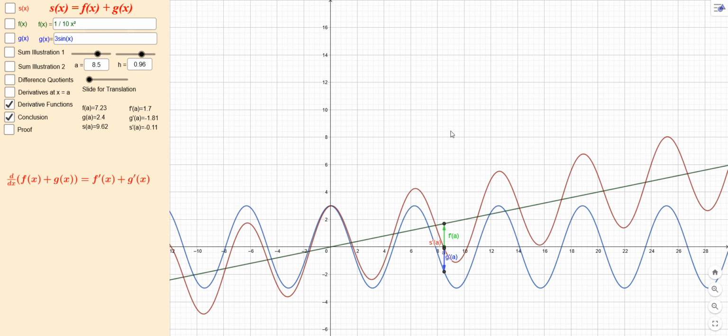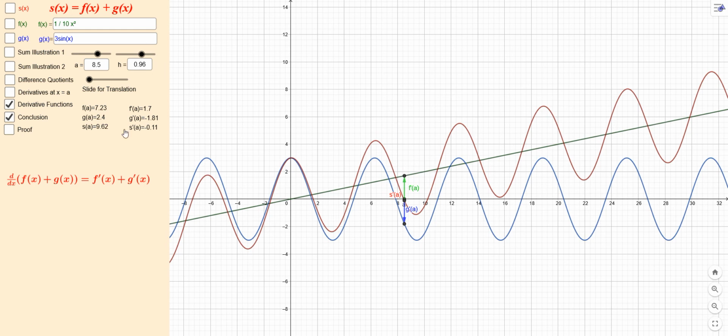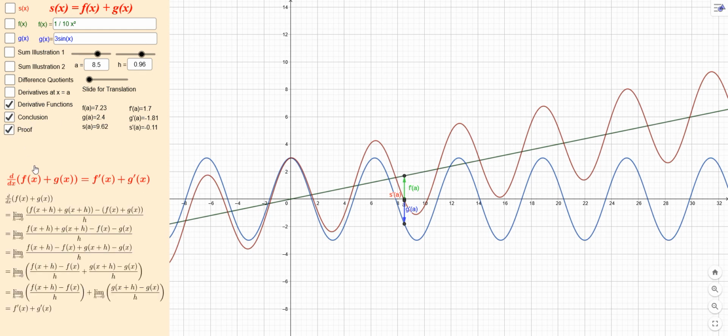But of course, formally, we need to prove this. And so here's the proof. Okay. The derivative of the function s, which is the function f of x plus g of x, is the limit as h goes to 0 of s of x plus h, which is f of x plus h plus g of x plus h, minus s of x, which is f of x plus g of x, over h, and then take the limit as h goes to 0. That's the definition of the derivative.